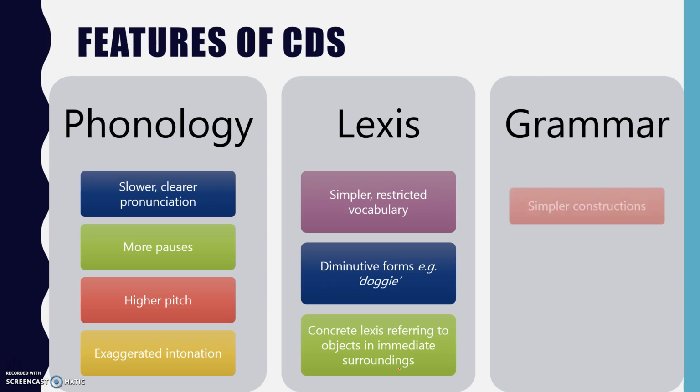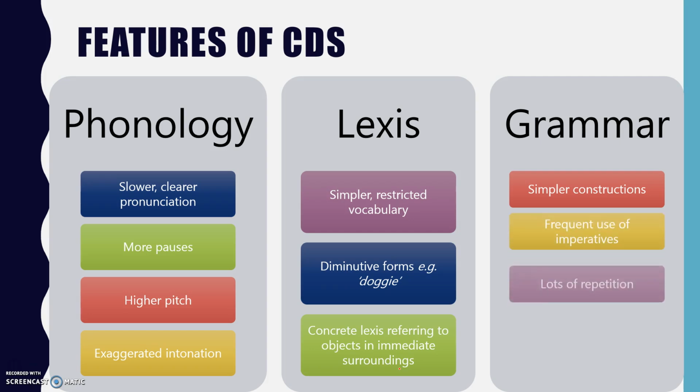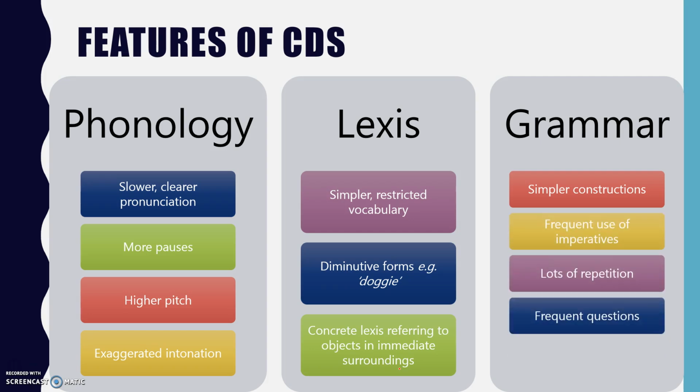Then grammar, simpler constructions, frequent use of imperatives, lots of repetition, frequent questions, and use of personal names instead of pronouns. With the frequent questions, this is about trying to engage the child. Maybe they won't be able to speak many words, but it shows that the parent still cares about them being there, and is trying to engage them and make them interested.